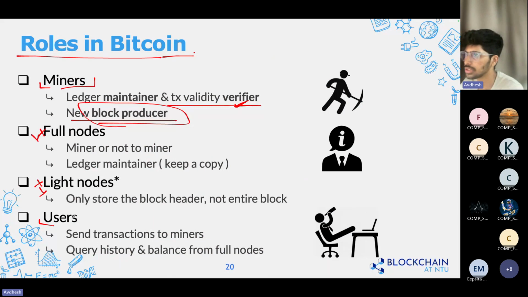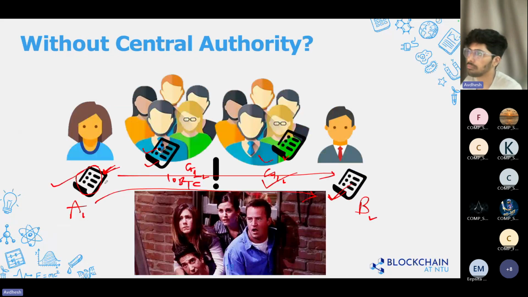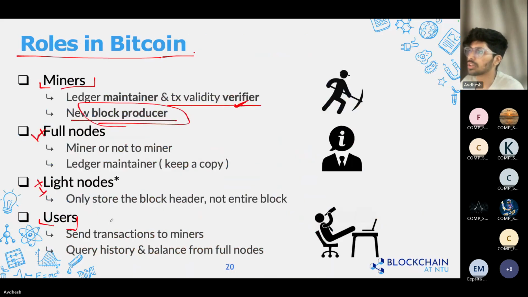And the second one is users. So users are us individuals, right? Who are the users of a bank? Us, the common public, right? So in this case, we'll consider Alice, Bob, group 1 and group 2 are the users. What they'll do is send the transaction to miners.